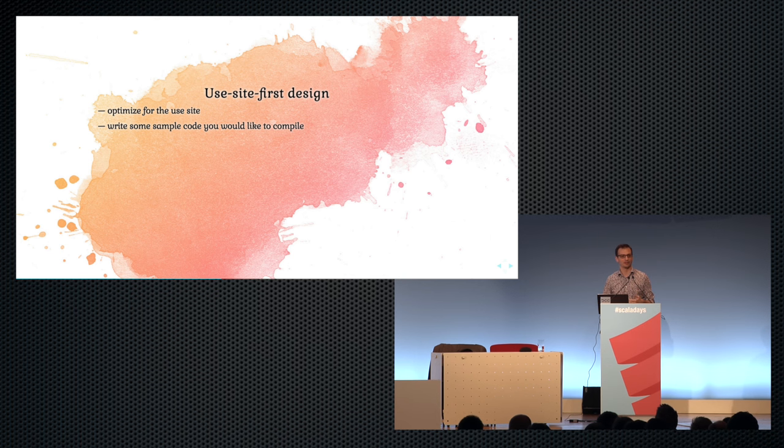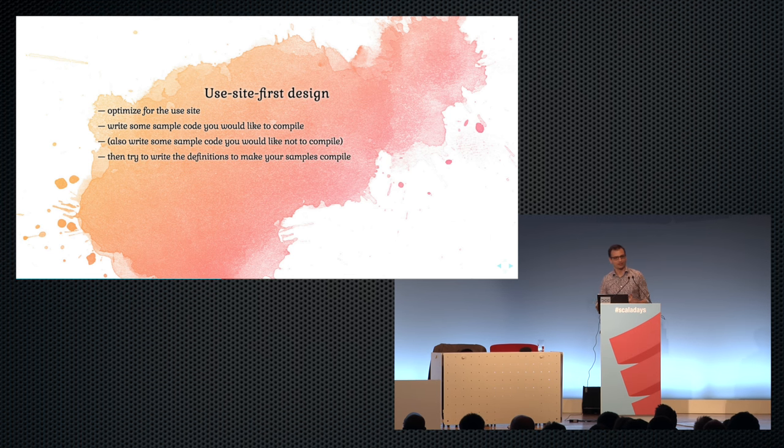The more experience you have at this, the better you get at doing it right first time or second time. But first of all, write down some code that won't compile because it's calling APIs which don't exist, but write it down and make sure it meets as many of those heuristics on the previous slide as you can. Maybe also write some code you don't want to compile. Write some code that you expect to fail and that you want the compiler to help you catch. And then try and fill in the definitions that make it work.